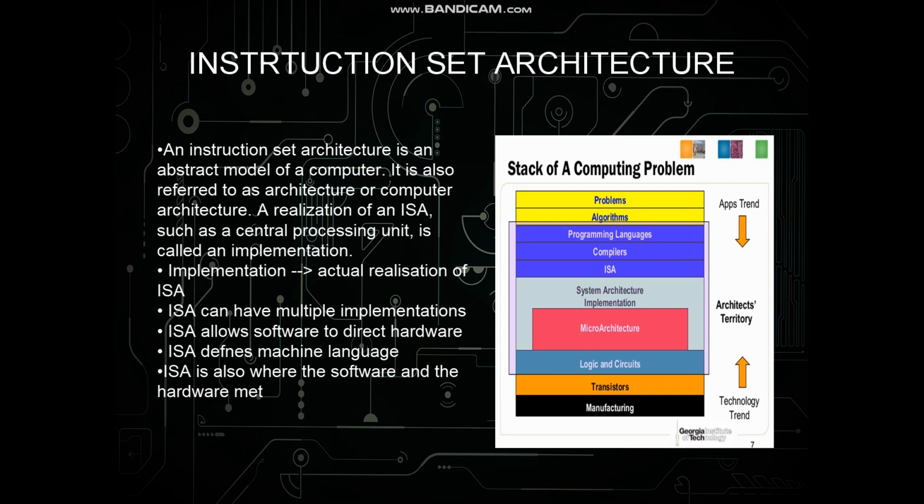Next, we have the instruction set architecture. An instruction set architecture, or ISA, is an abstract model of a computer. It is also referred to as architecture or computer architecture. An ISA can have multiple implementations. It allows software to direct hardware, defines machine language, and is where the software and the hardware meet.